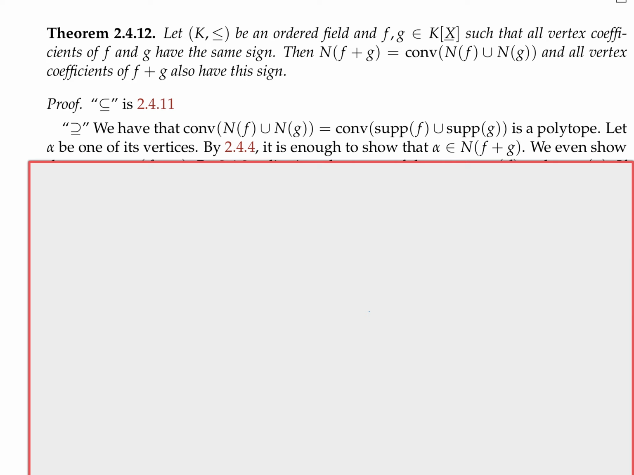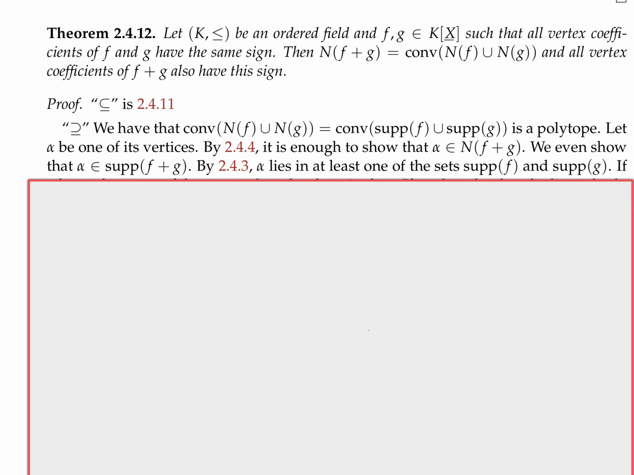A polytope is the convex hull of its vertices. So if you want to show that this polytope is contained in the Newton polytope of F plus G, it's enough to show that its vertices are contained in the Newton polytope of F plus G. So we fix one of these vertices, alpha. And then we even show that alpha is actually in the support of F plus G, even that.